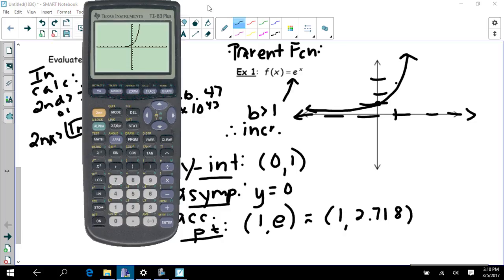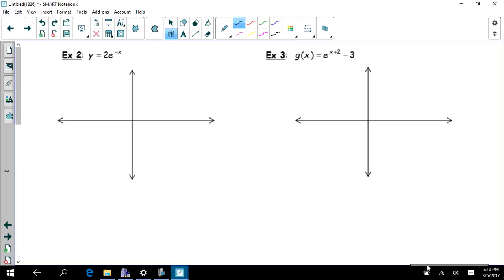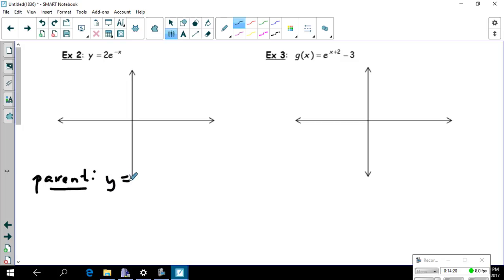Let's try on the next page to do some transformations of e. So here we go. First I've got y equals 2e to the negative x. So clearly, what's our parent function? Remember, the parent function is always base raised to the x. So this would be y equals e to the x. And when we talk transformations, we always want to talk about what's different from the parent and this original function. Well, there's a negative up here, and there's a 2 here.